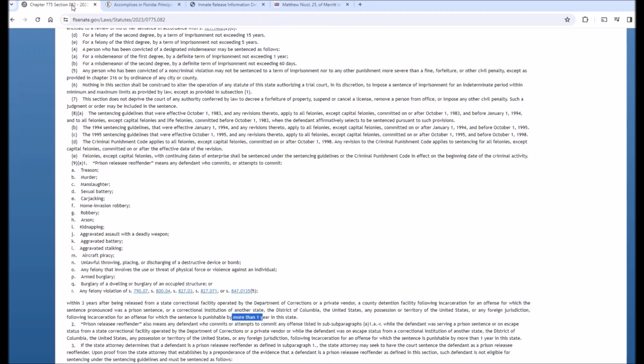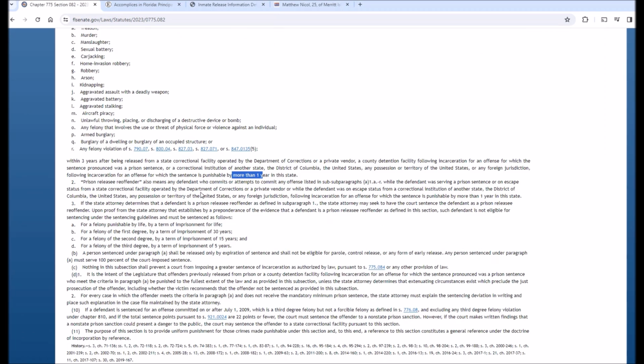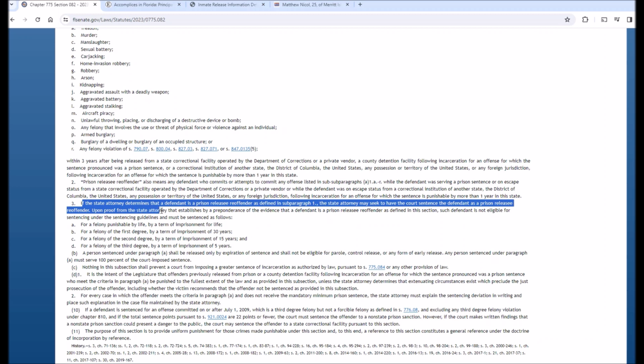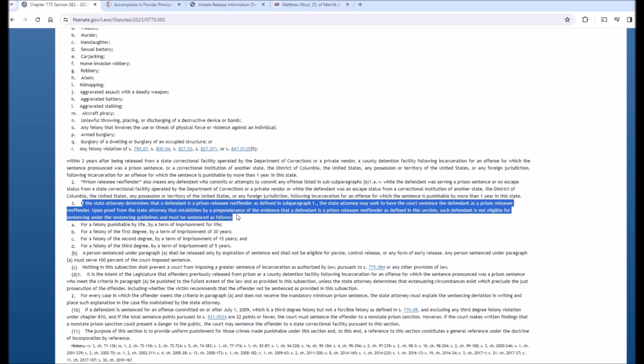And specifically, this is what the law says too. If the state determines that the defendant is a prison release reoffender as defined in paragraph 1, the state attorney may seek to have the court sentence the defendant as a prison release reoffender. Upon proof from the state that such defendant is not eligible for sentencing under the sentencing guidelines, he must be sentenced as follows. For a felony punishable by life, you'll be punished by a term of imprisonment for life. So first degree, second degree, it doesn't matter.